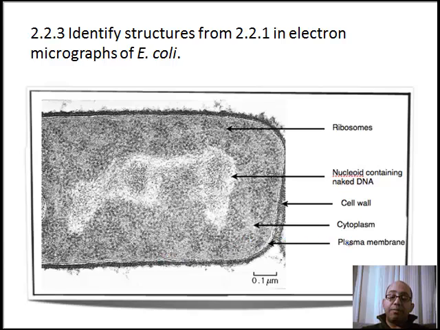It's labeled here. The cytoplasm is this fluid-filled space inside the plasma membrane. The nucleoid region contains DNA that doesn't have any proteins associated with it. So in this picture it's called naked DNA. So it has no proteins bound to it. And then there's a lot of these little dots. There's going to be hundreds of them. And those are ribosomes, and ribosomes make proteins.